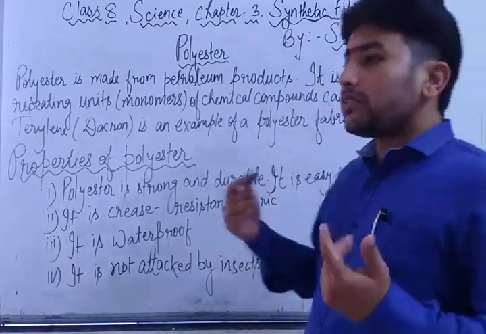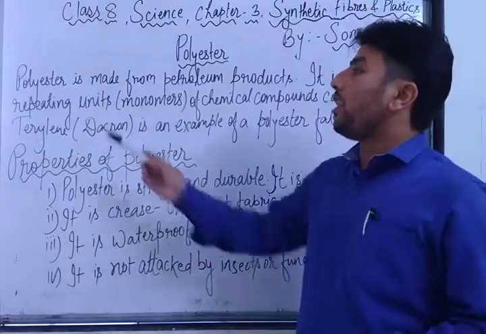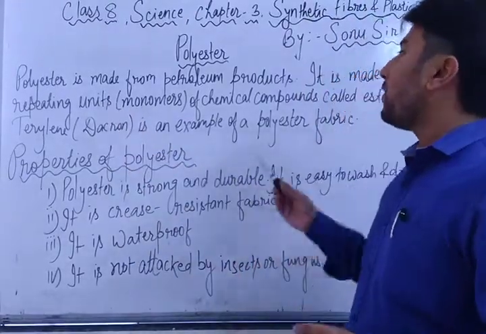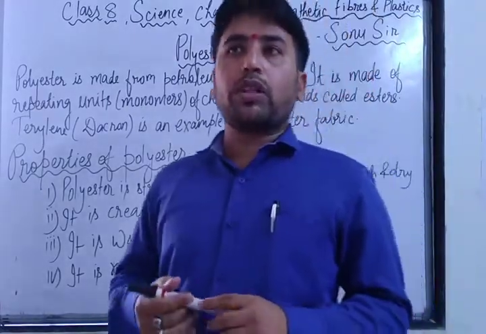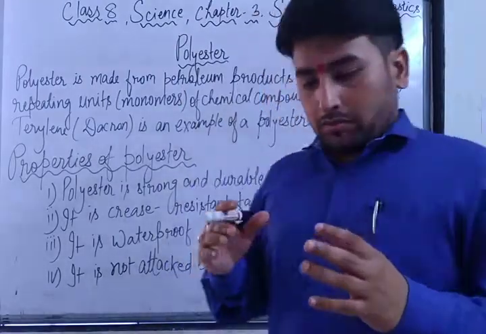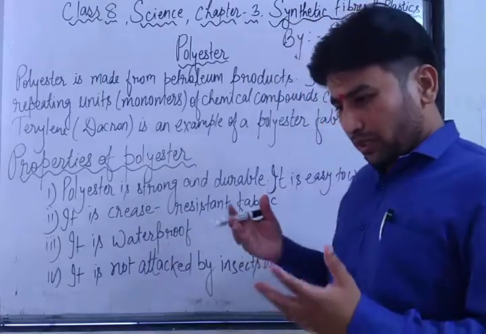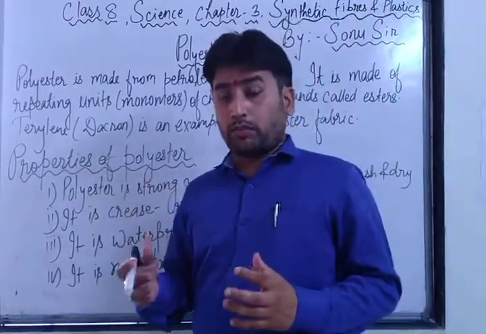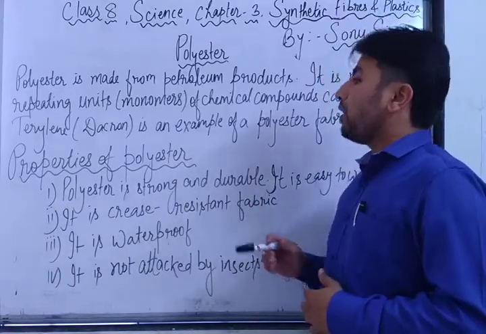Polyester. Poly means many, and ester is a chemical compound, an organic compound. Polyester is made from petroleum products. First of all, you should know about petroleum products. Petroleum products means materials obtained from petroleum, like coal, petrol, diesel. These are all petroleum products. Similarly, polyester is made from petroleum products.